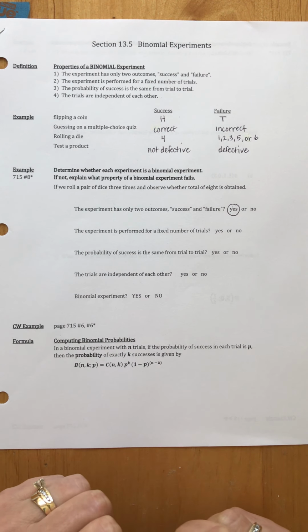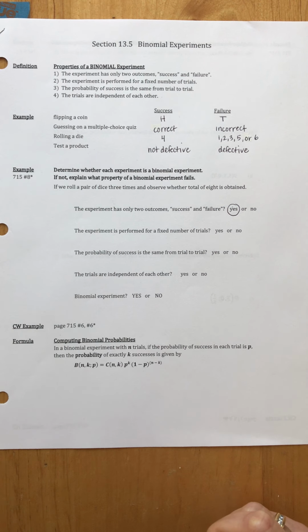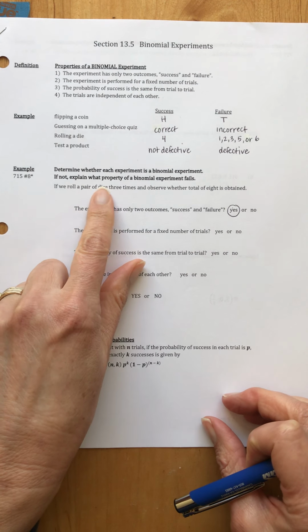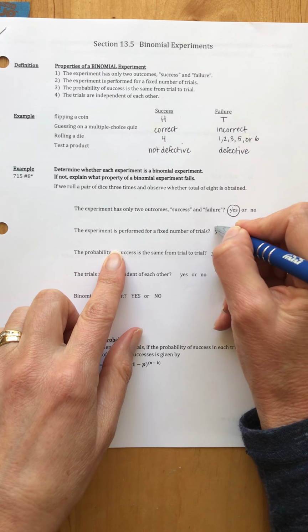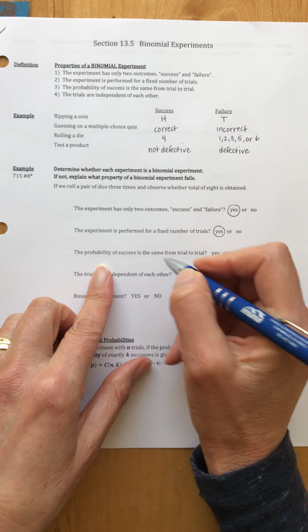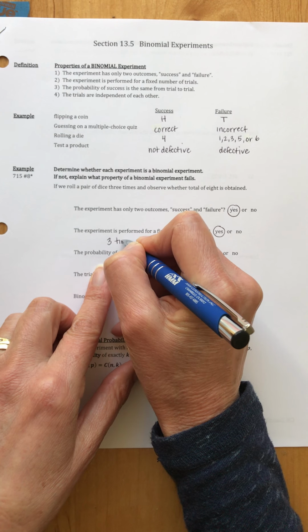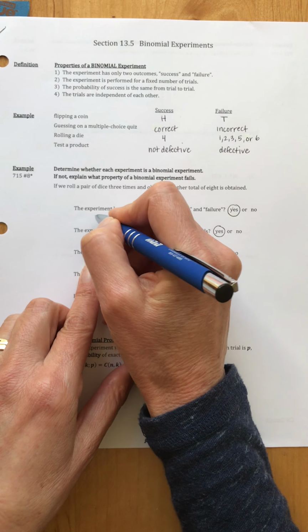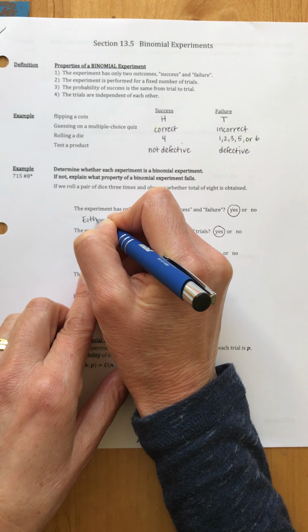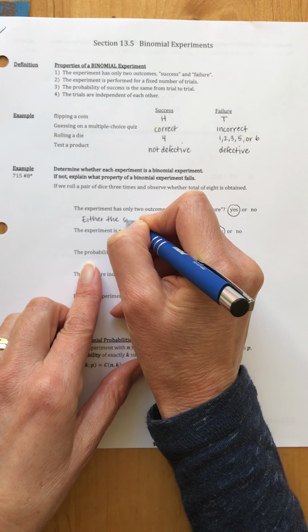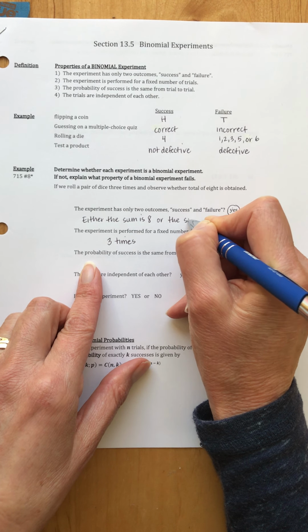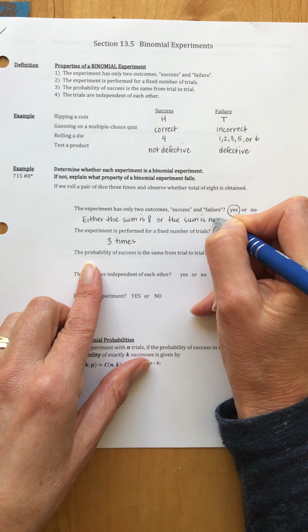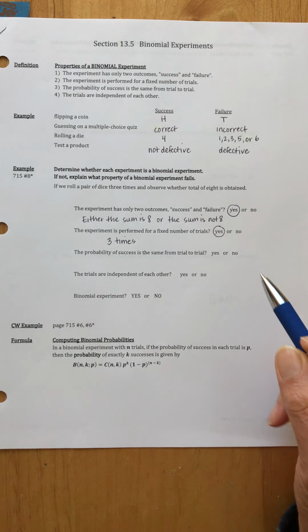All right, is the experiment performed for a fixed number of trials? Well, let's see, what did they say we were doing? We were rolling 3 times, so that's a fixed number. We'll say yes, 3 times. And maybe up here we'll say either the sum is 8 or the sum is not 8. So we're supporting it here.